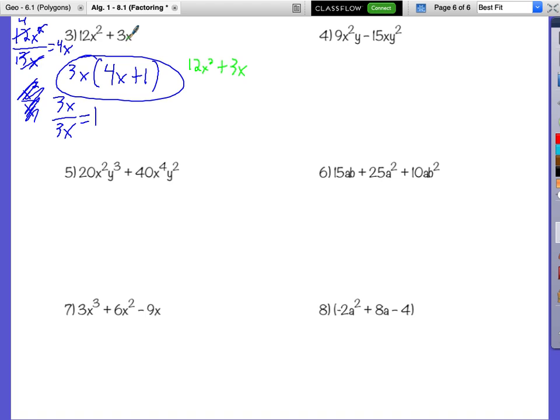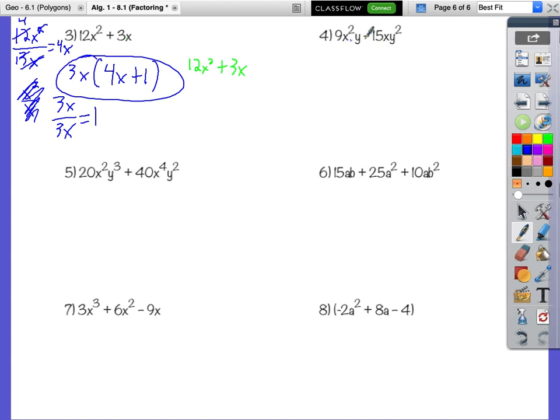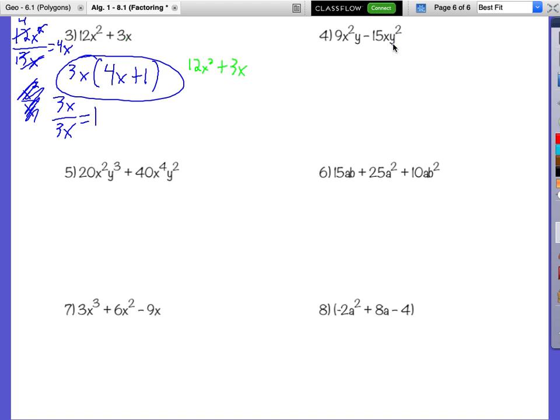On number 4 here, what do we think the GCF will be this time? 3. I think there's more to it. Can x go into both of them? This one has x squared. How many x's does this one have? 1. So they can't take x squared out of this one. So it's x and y, because this has a y and this has a y.